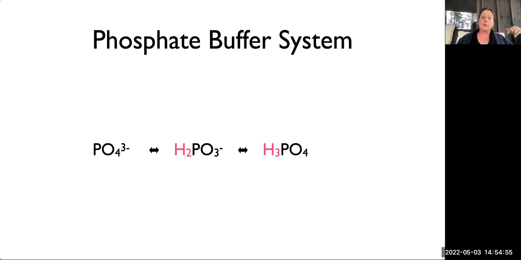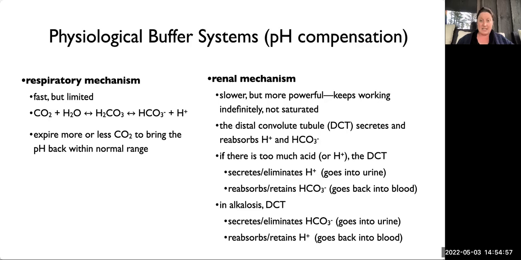This brings us to the physiological buffering systems. This is considered pH compensation. And there are two mechanisms in the body. One is the respiratory mechanism, your lungs, breathing, and the other is the renal mechanism, which involves the distal convoluted tubule that you just finished learning about in the urinary system.